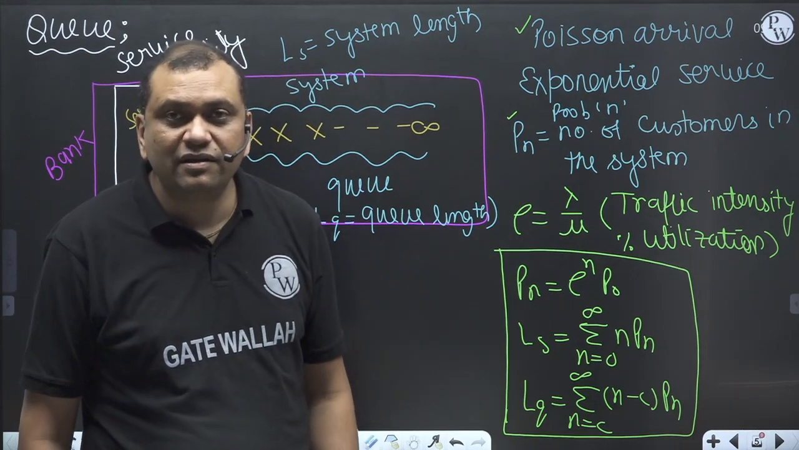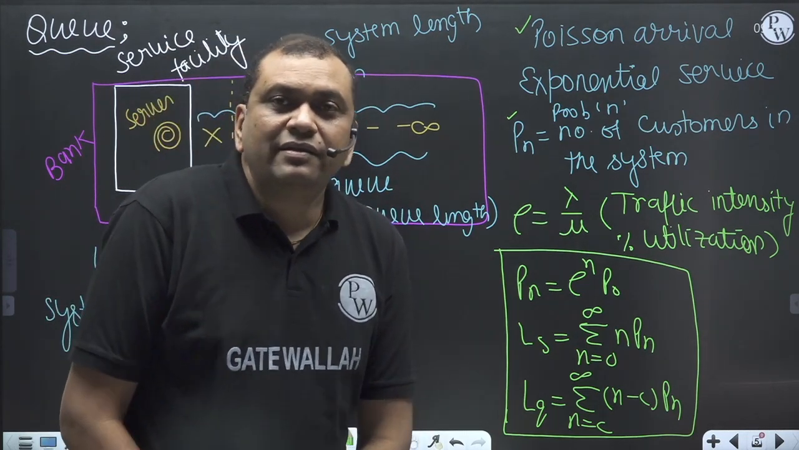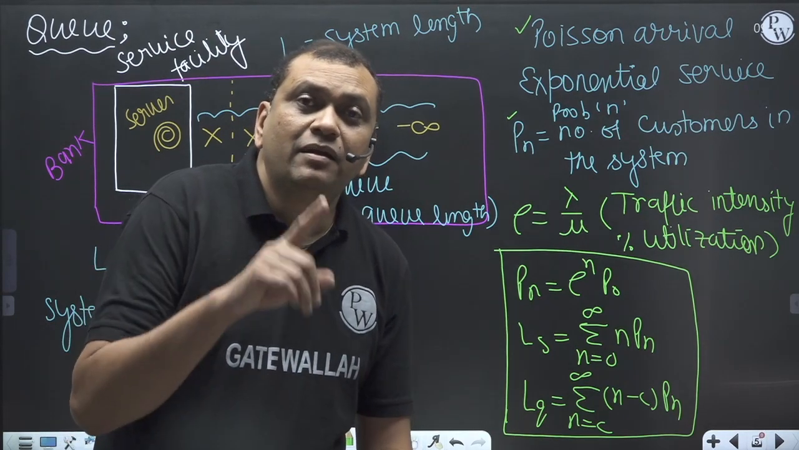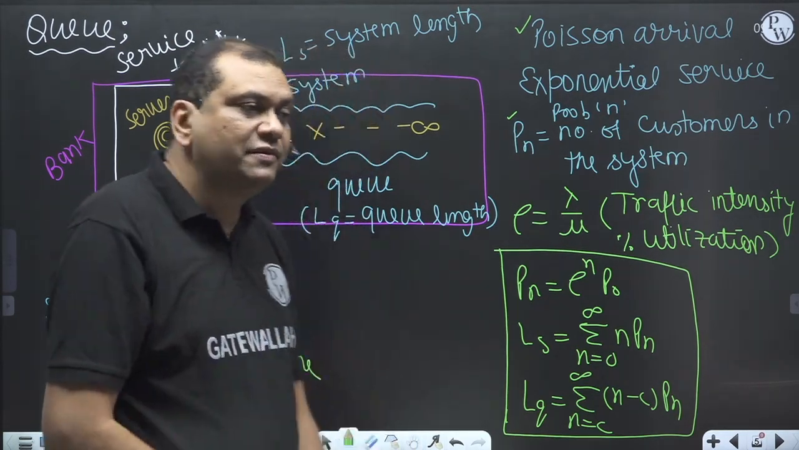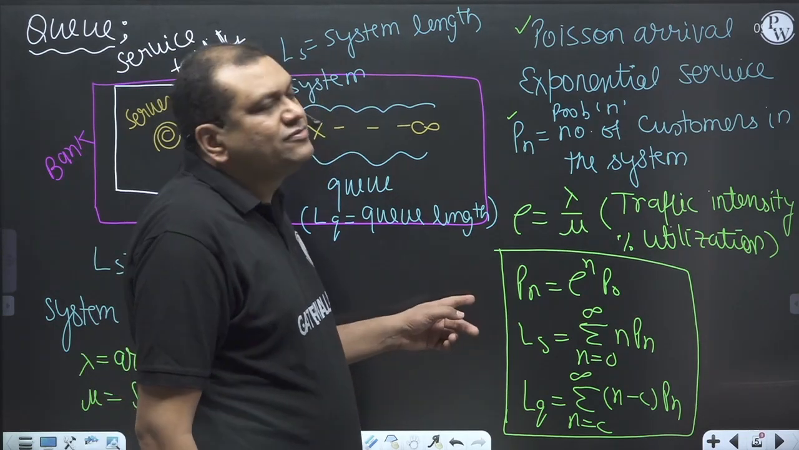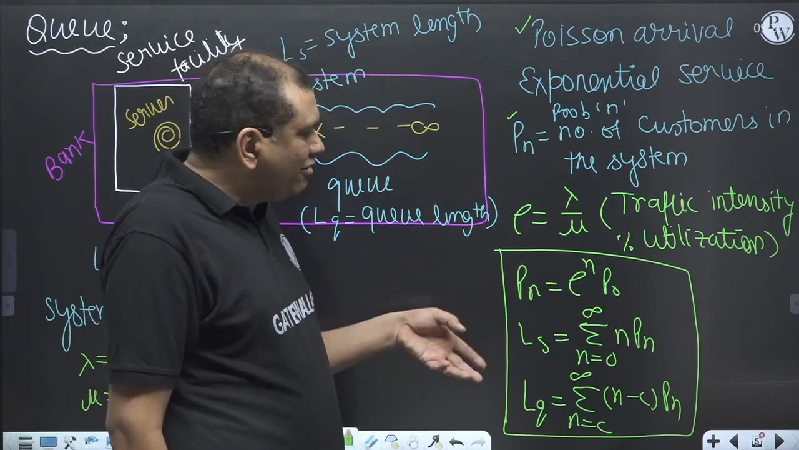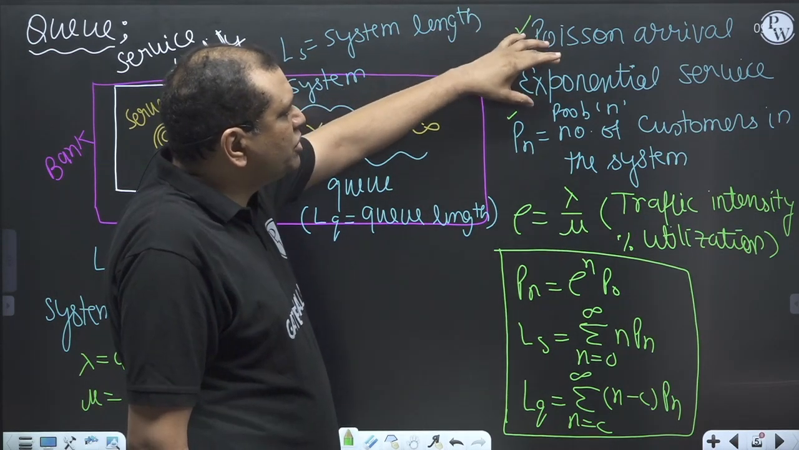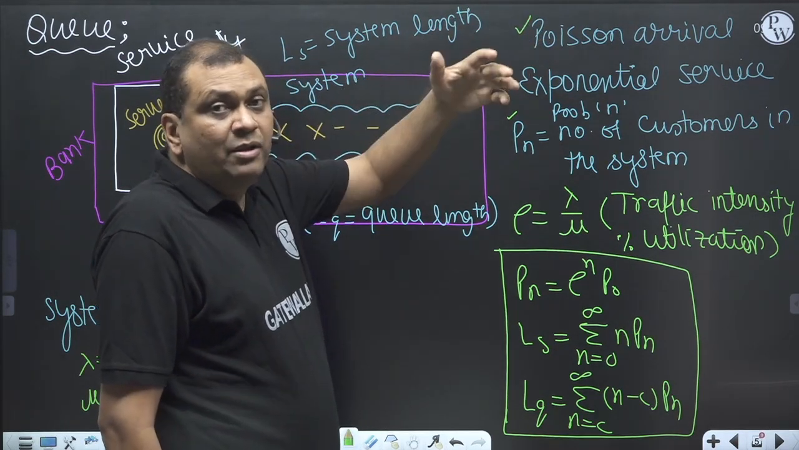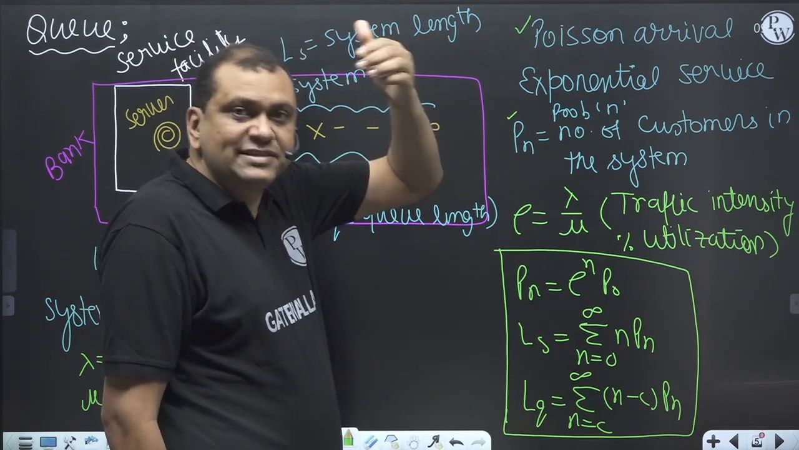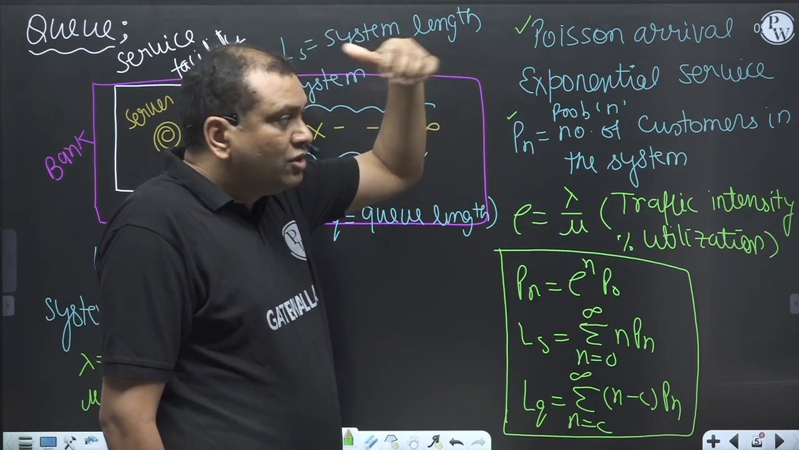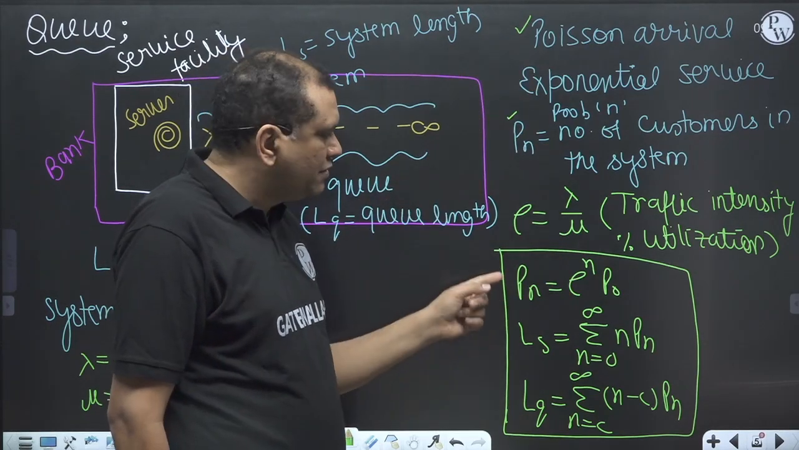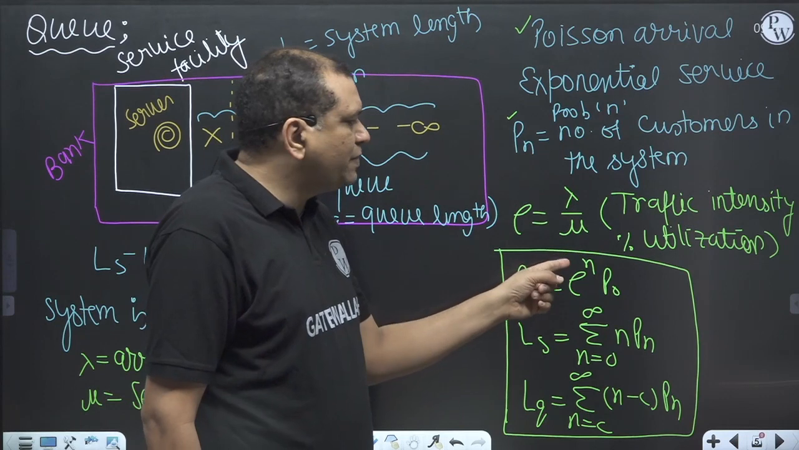Kindly remember that whatever the situation, these formulas will not change. How do these formulas come up? By superimposing the Poisson distribution and the exponential distribution, Poisson arrival and exponential service. Pn is equal to rho raised to power n P naught.